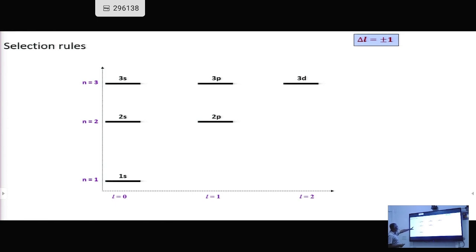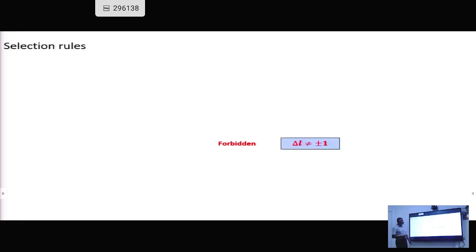So, suppose you take a particular system with energy levels like this. It is arbitrary, because the actual separation is not like this. This will be much higher and then smaller, but it's okay. Fine. S means l equal to 0, P means l equal to 1, D means l equal to 2. So, what are the allowed transitions?